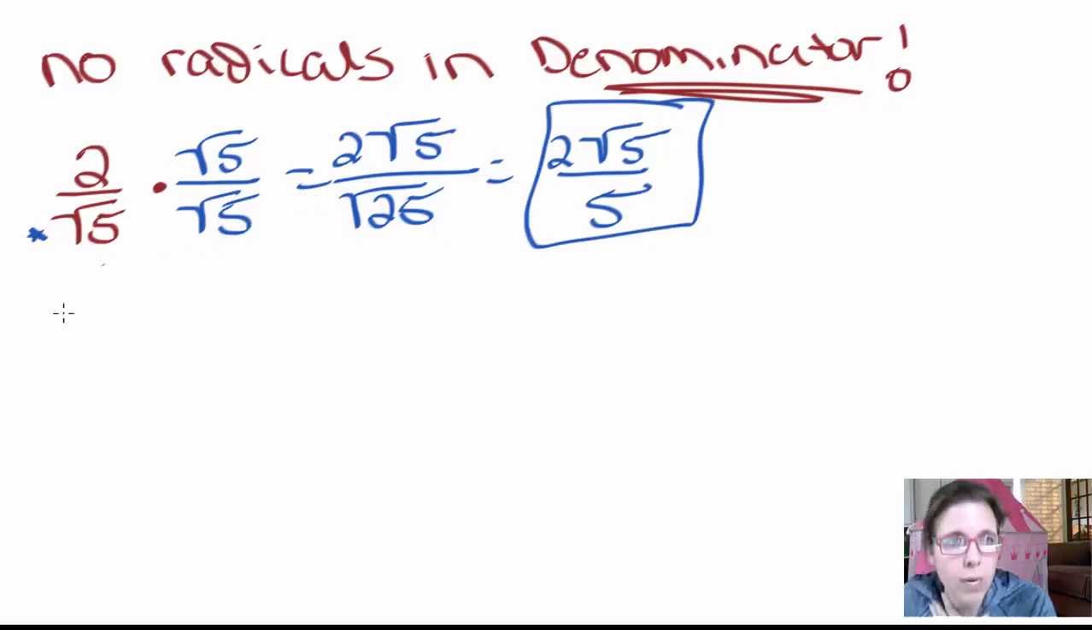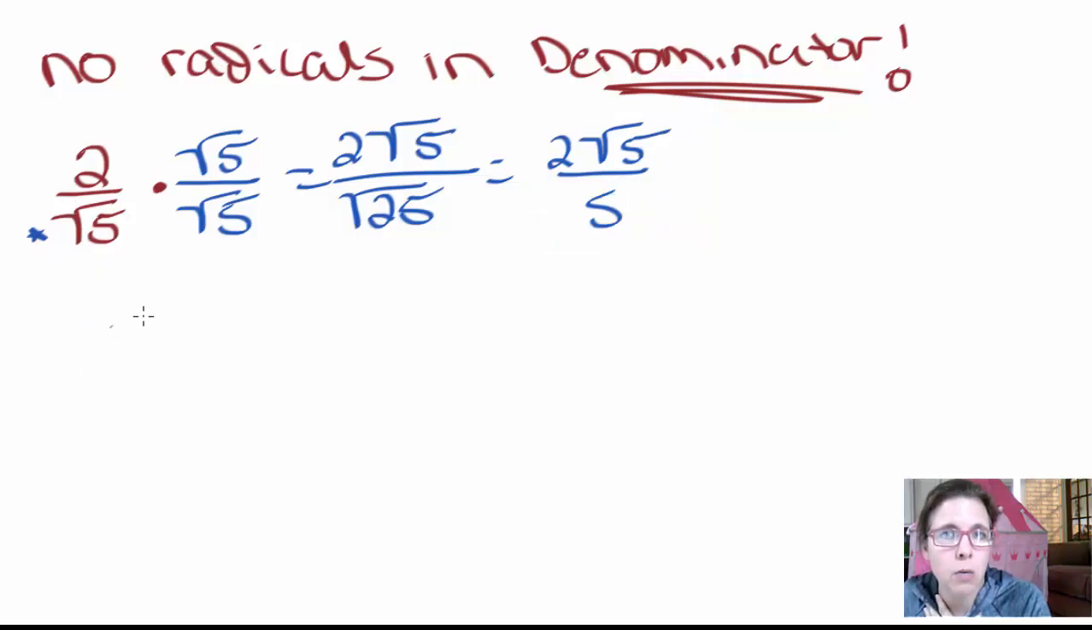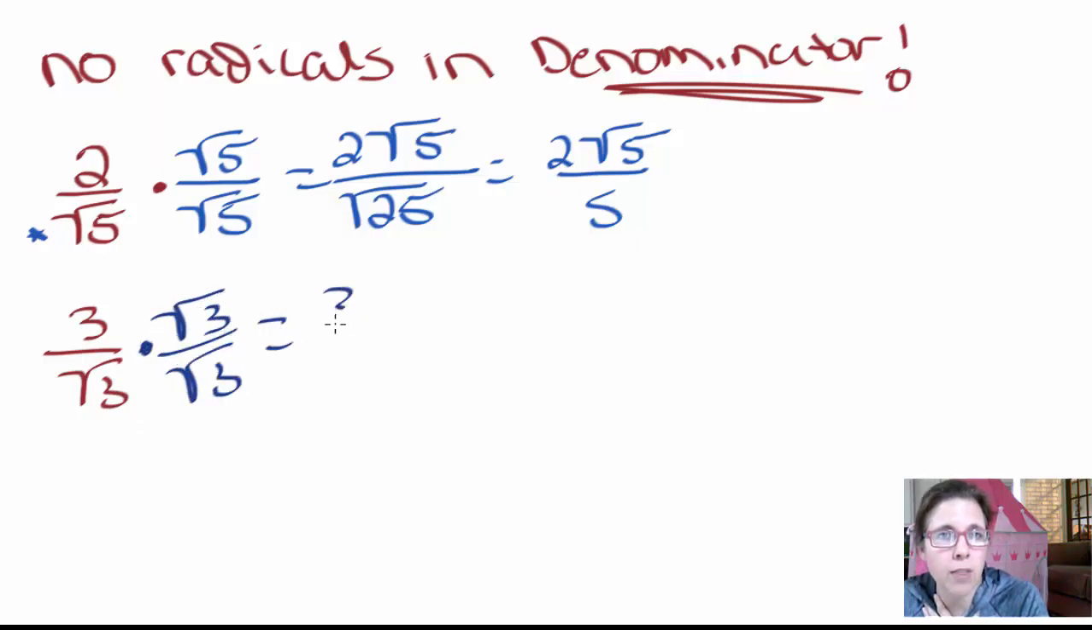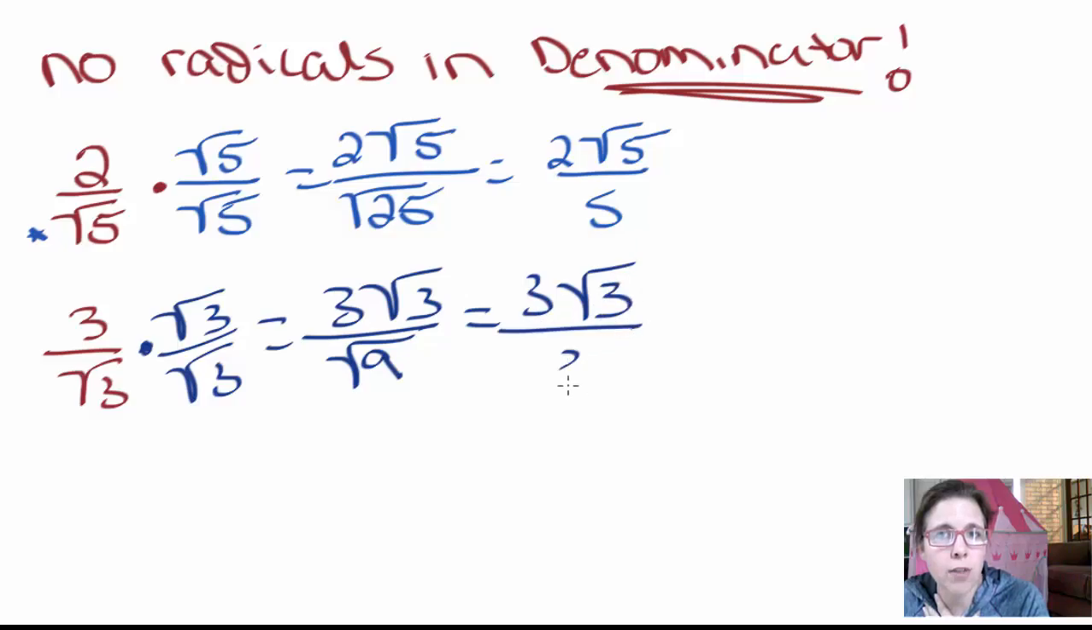Now what if we had 3 over the square root of 3? Okay? So we've got to get rid of this radical in the bottom. So we multiply by the square root of 3 over the square root of 3. And we're left with 3 square roots of 3 over the square root of 9, which is 3 square roots of 3 over 3. Now we can cancel those.